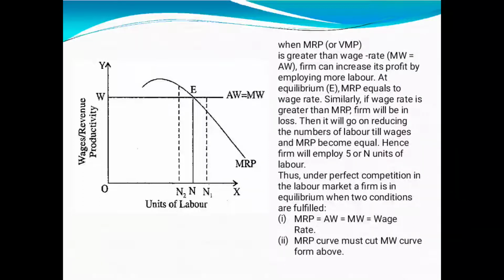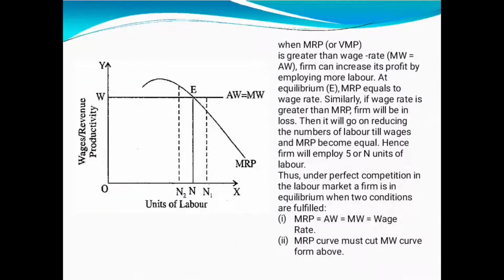Thus, under perfect competition in the labor market, a firm is in equilibrium when two conditions are fulfilled. Number one, MRP is equal to AW is equal to MW is equal to the wage rate. That is, MRP is equal to average wage is equal to marginal wage is equal to wage rate. Then the second condition is that the MRP curve must cut the MW curve from above.